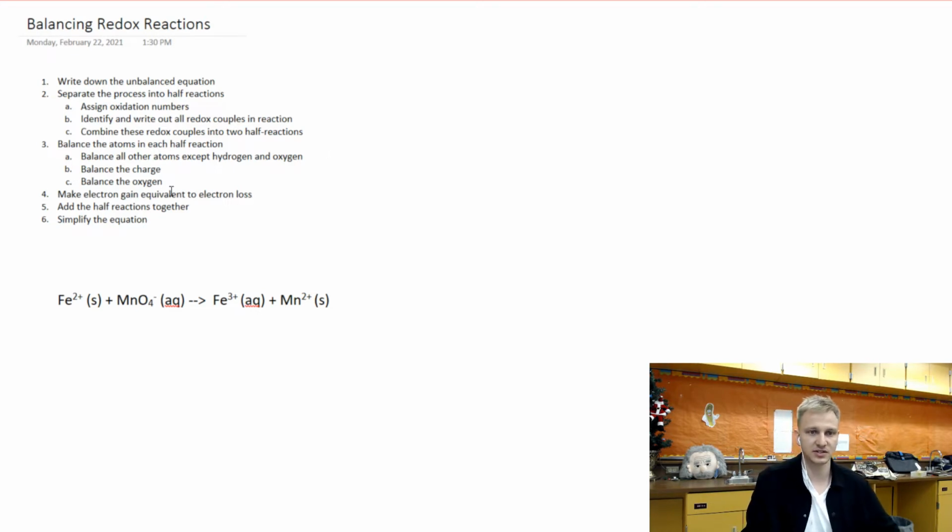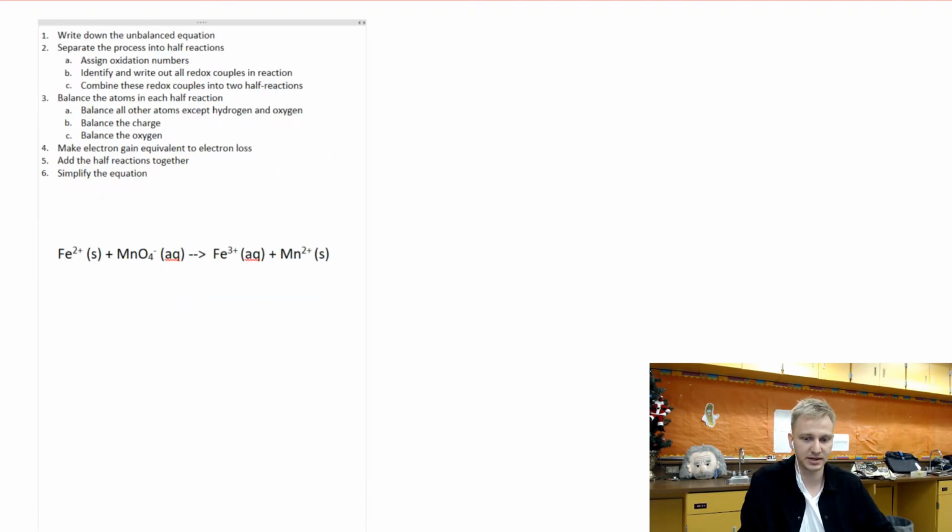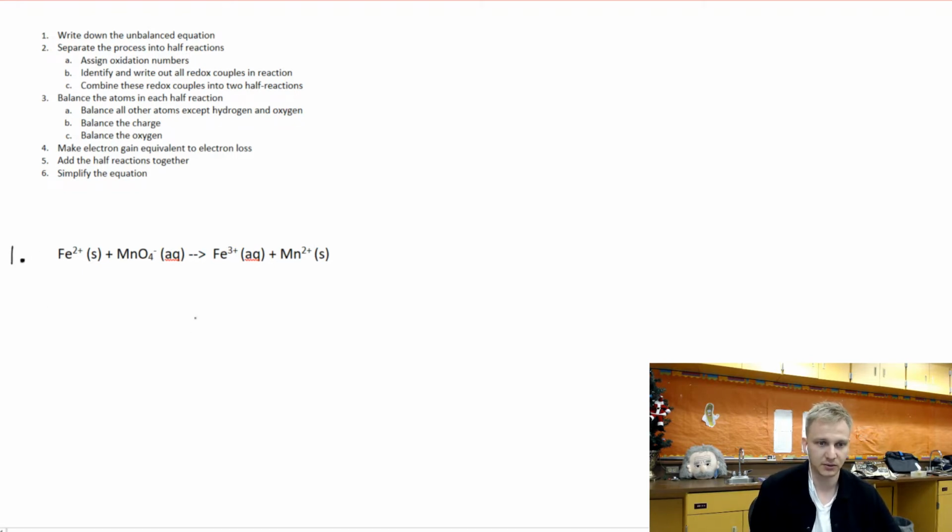So to start this off, we have step 1 done for us already. Step 1 here is writing out the reaction. So we're looking at a reaction where we have iron 2 reacting with permanganate to form iron 3 and manganese.